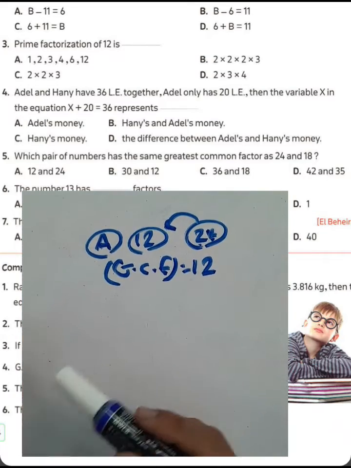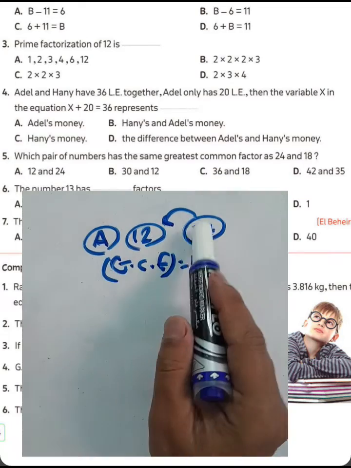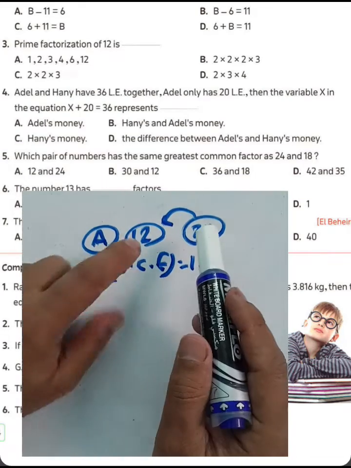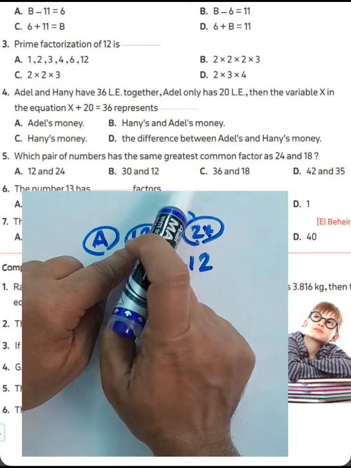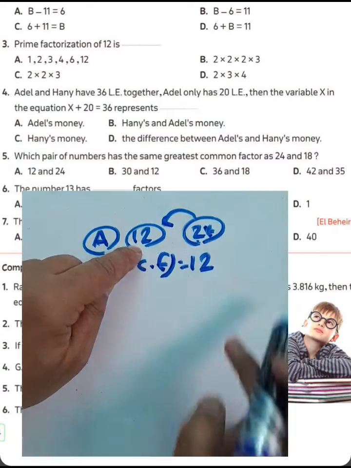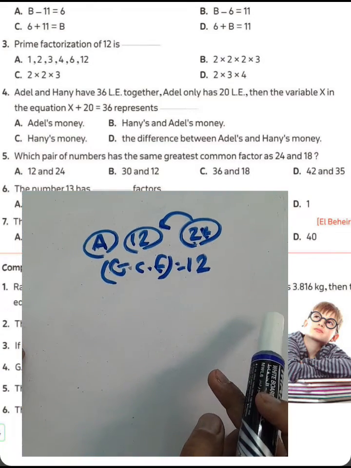Because 12 can divide 12, and 24 can be divided by 12. Then the greatest common factor between 24 and 12 will be 12. And 24, we call this the least common multiple.